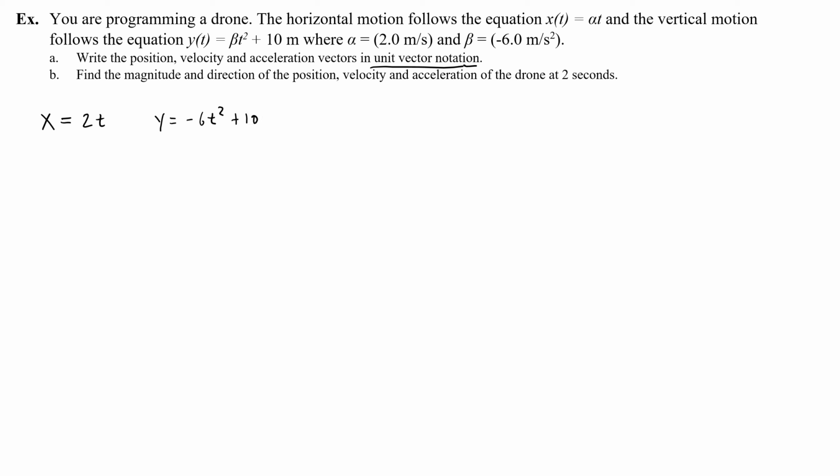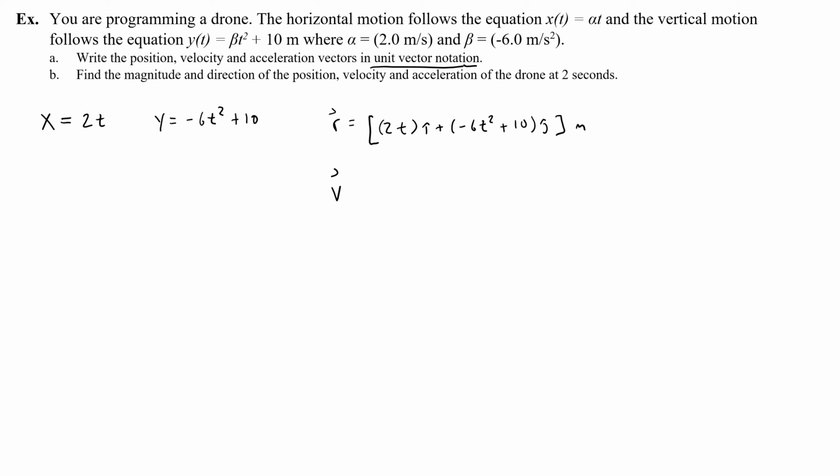Okay. Now, if I was going to write my position vector, I would write r equals 2t i plus negative 6t squared plus 10 j, and then close the bracket and put my unit m on the outside. Okay, great. Well, so now maybe you can see what the velocity and acceleration vectors are going to look like.